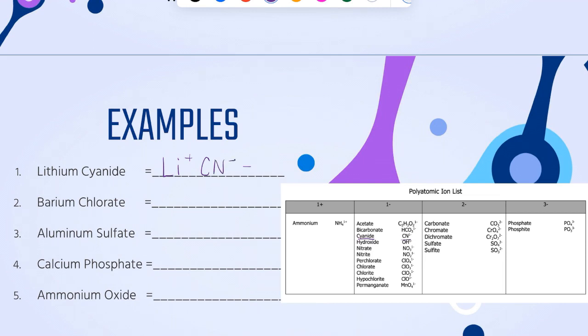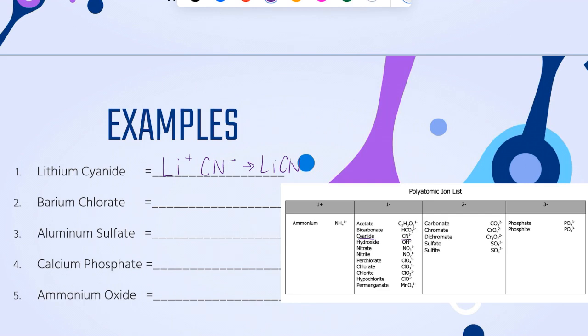So when we write our formula, we want to balance our charges, but a +1 and a -1 are nice and balanced. So we don't need to add any extra subscripts. It's already balanced, so we just rewrite it as LiCN. And this is very important about the capital and the lowercase, right? Li is lithium, capital L, lowercase i, and then cyanide is capital C, capital N, because it contains a carbon and a nitrogen. So just make sure you have the right things capital and lowercase.